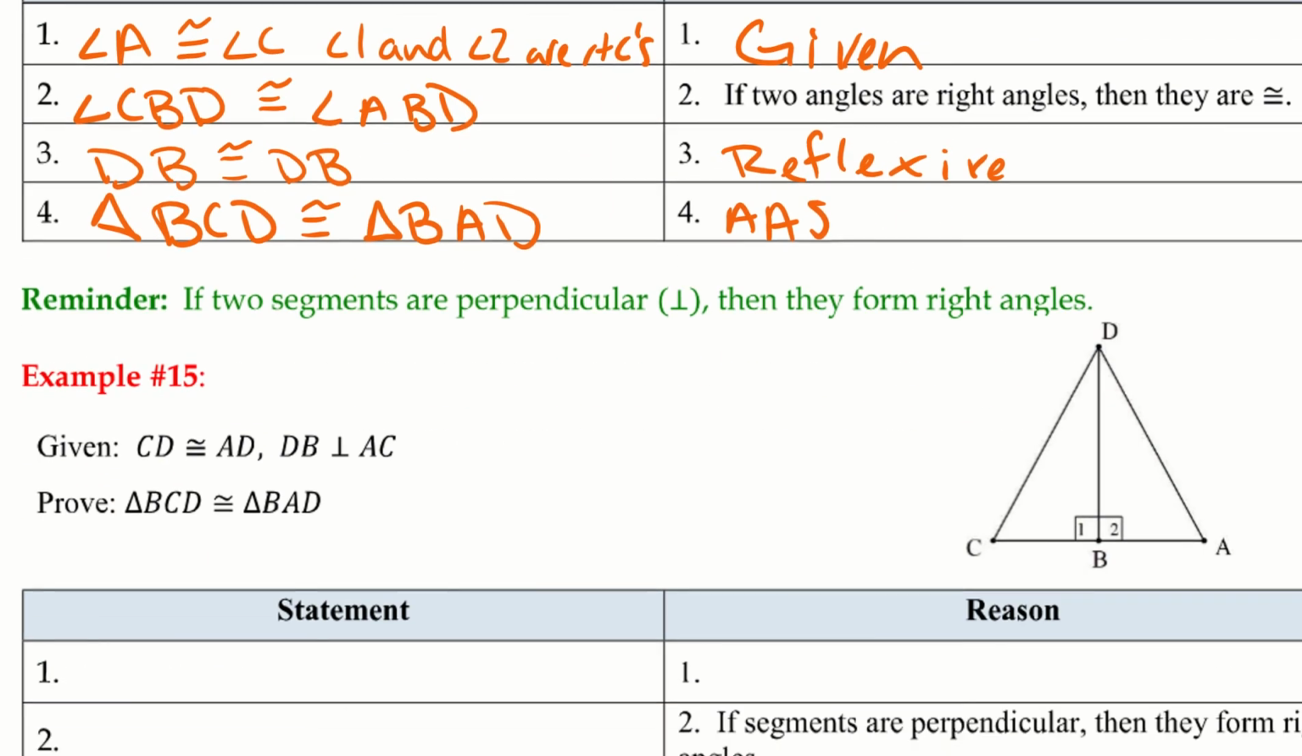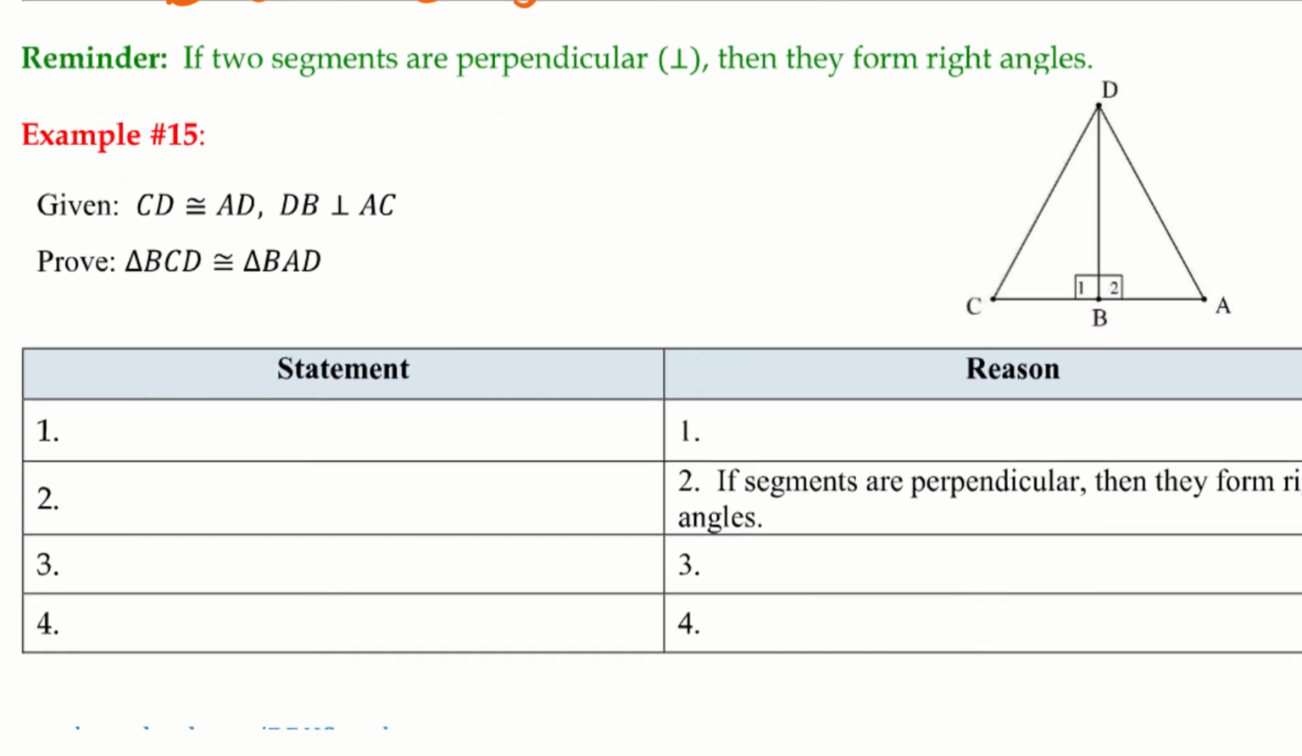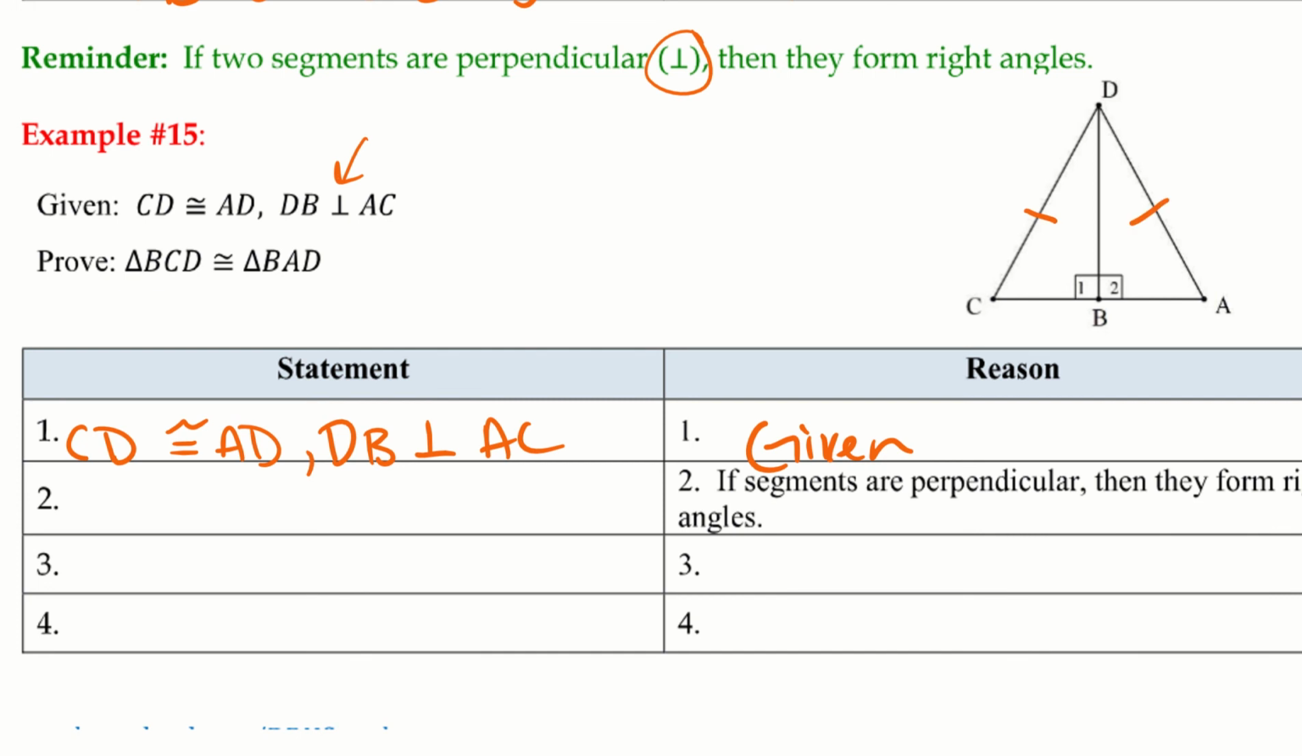Alright, so this one, number 15, has a reminder. If two segments are perpendicular, then they form right angles. So the symbol is just a reminder of perpendicular. We have that there. So CD is congruent to AD, and DB is perpendicular to AC. That is given to us. So let's go ahead and mark the CD right here and AD over here.